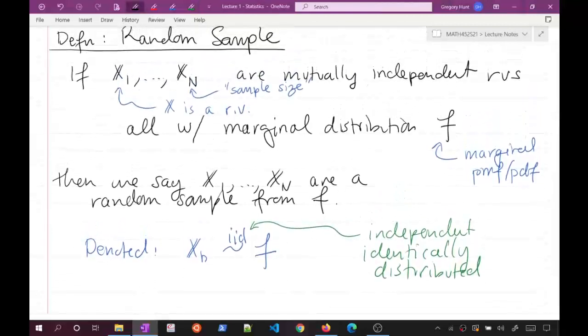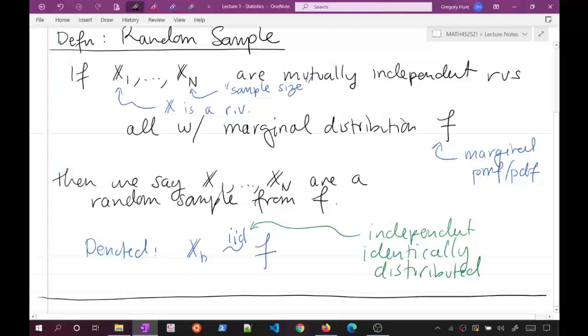A random sample is just a collection of some number, typically in this course capital N, of random variables. They all have the same marginal distribution, and they're independent of each other. They're a random sample of F. And typically we suppress the fact that they're independent.